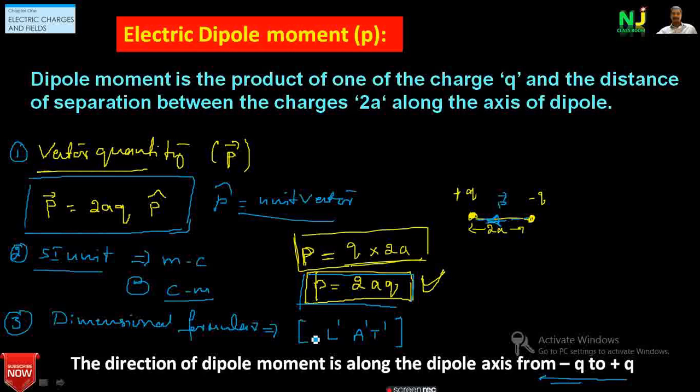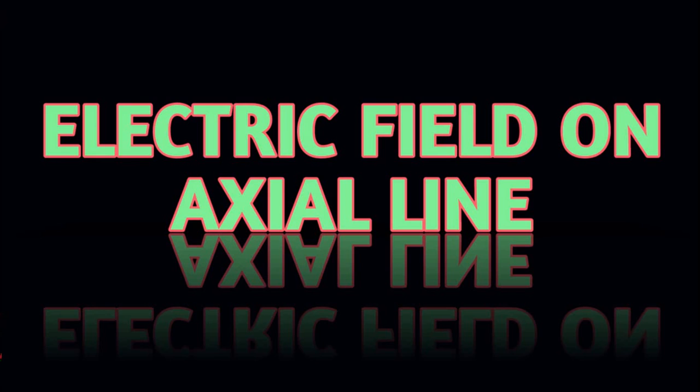There is no mass here. You can write it as M0. So M0 L1 A1 T1 is the dipole moment dimensional formula. Next we go to calculating the electric field due to the electric dipole.